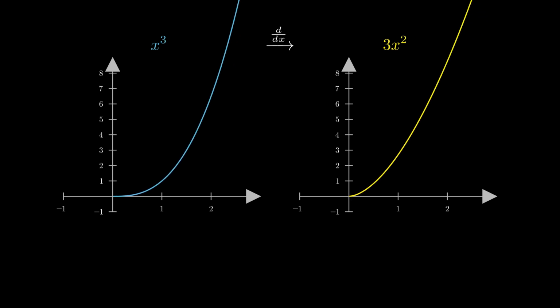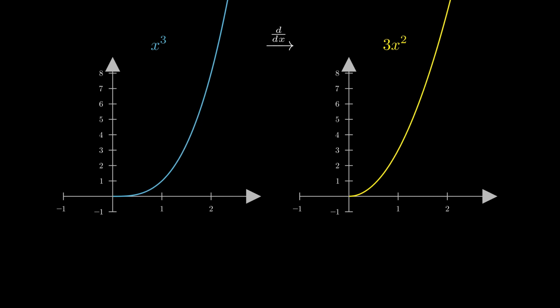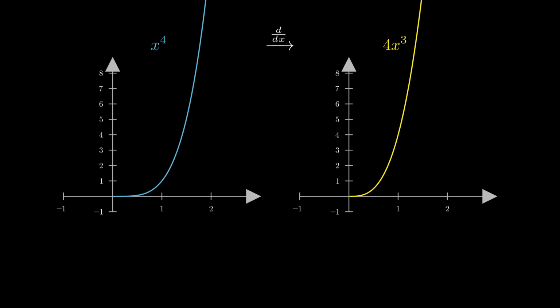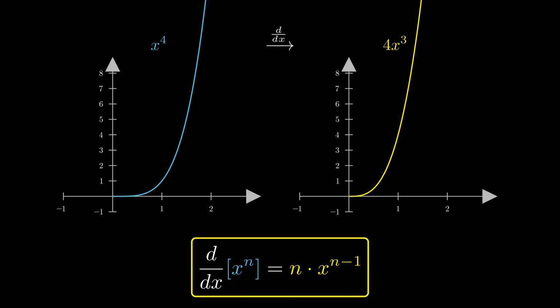Now let us look at the rules of differentiation. x to the power of 1, a linear function. Its derivative is constant, 1. The slope is the same everywhere. Now n equals 2. We see x squared. Its derivative is 2x, which is a linear function. The slope increases as x grows. n equals 3. x cubed appears, and its derivative is 3x squared, a parabola.